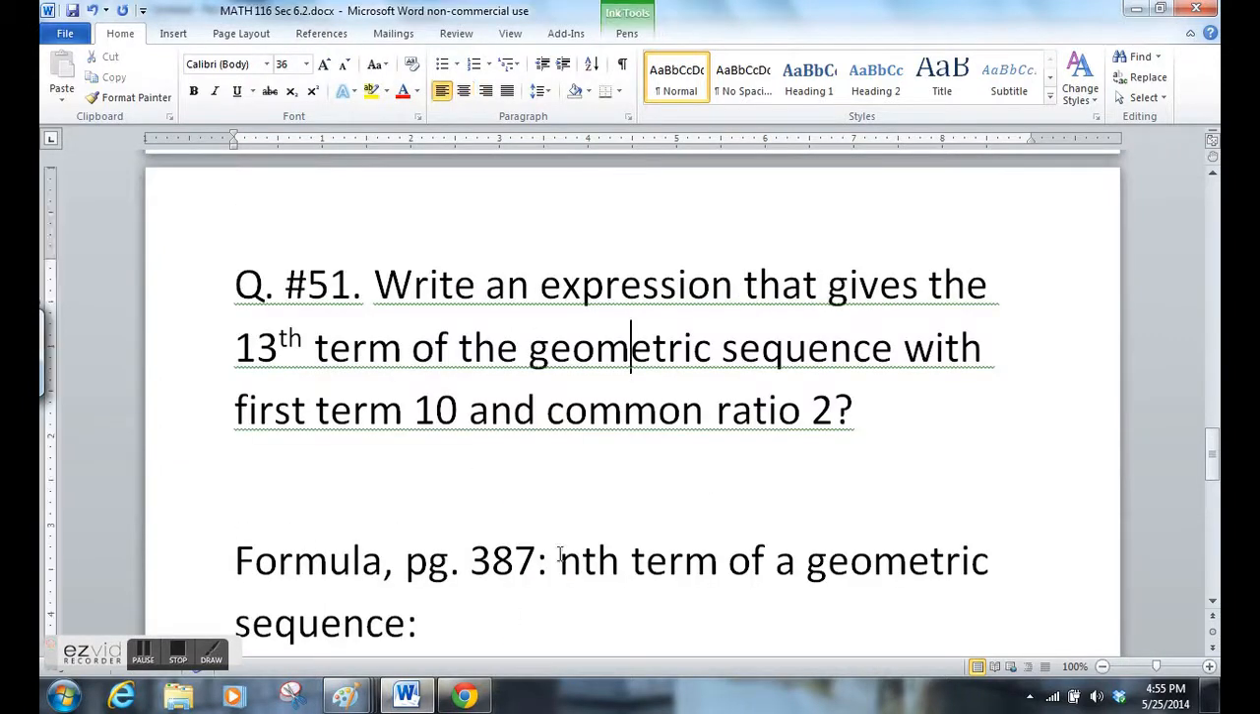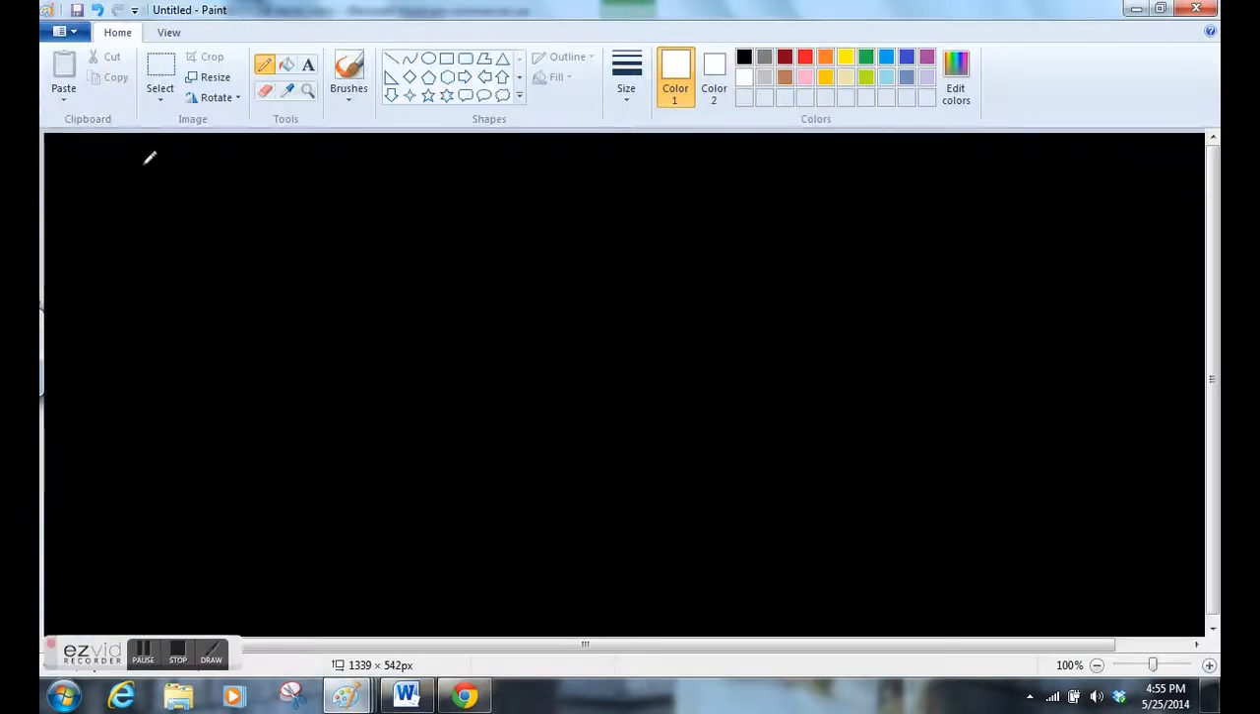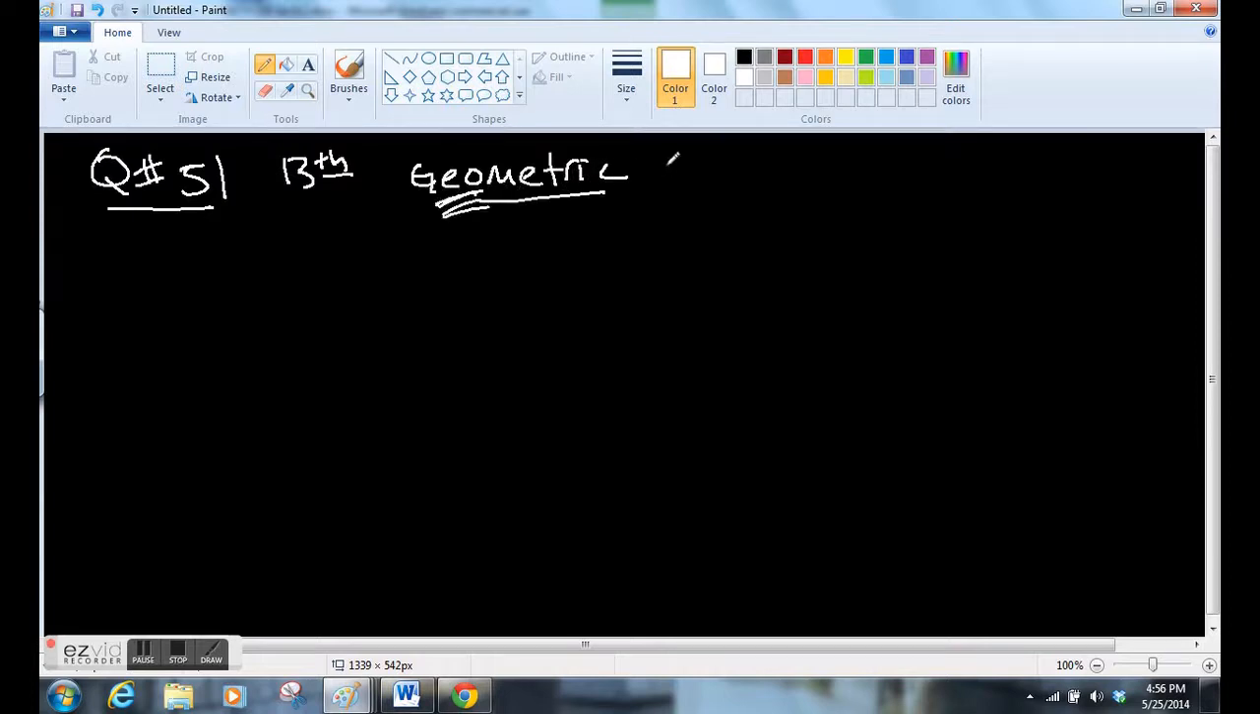So here's question number 51. Write the geometric sequence. Here's what they're talking about. It's different from an arithmetic sequence. So we want the 13th term of a geometric sequence. Okay, red flag. It says geometric. It does not say arithmetic. It says geometric sequence. First term is 10. And the common ratio is 2.